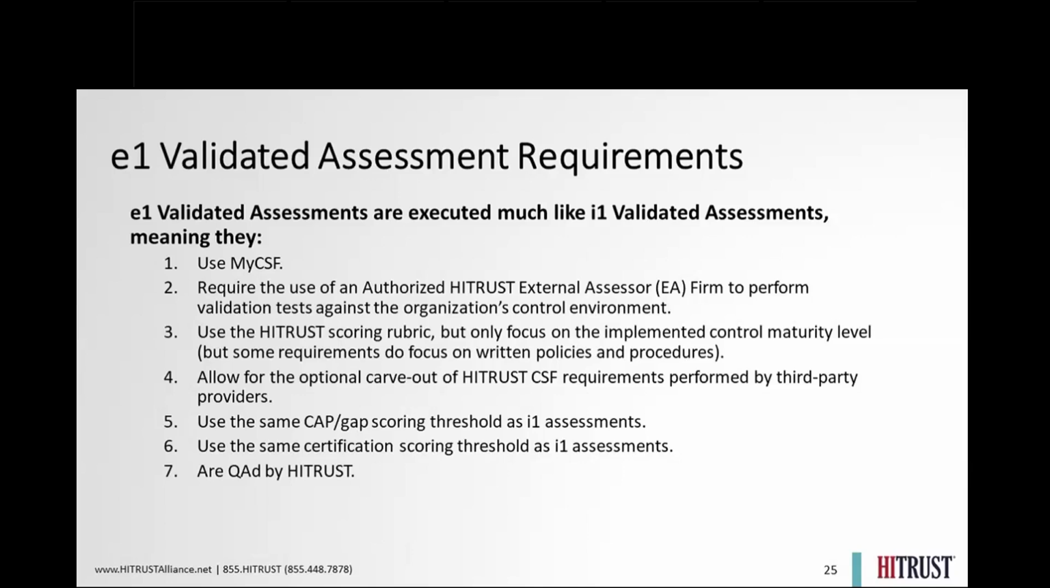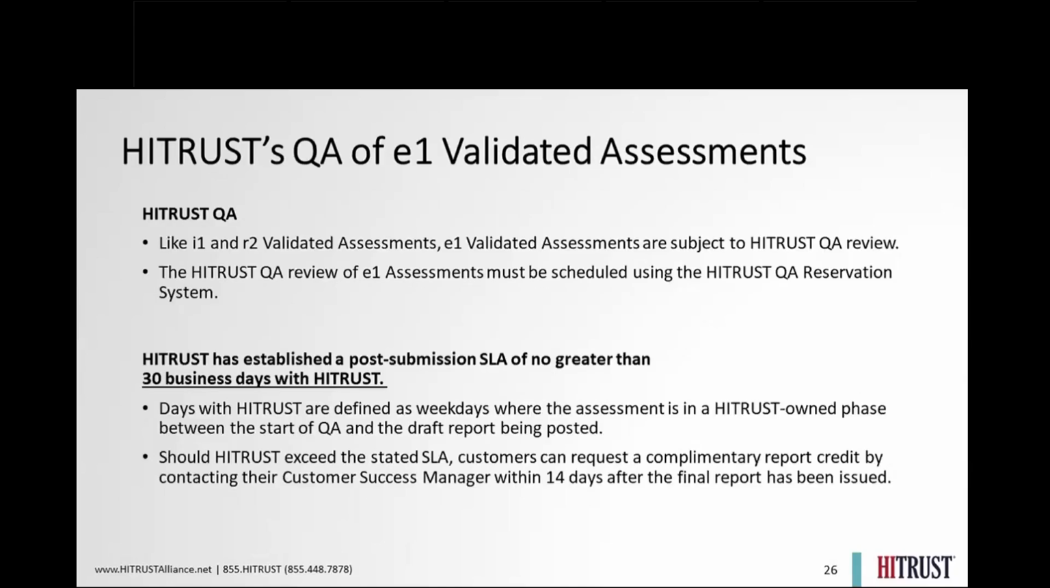What that means is after the external assessor finishes their work, the body of assessment documentation is submitted to HITRUST, and we perform quality review processes to ensure the documentation meets our expectations, and the level of testing and validation was in alignment with our assurance program requirements. And after QA is completed, HITRUST issues the final deliverables. On the next slide, we'll talk a bit more about QA. Again, just like I1, so if you've gone through I1 validated assessment QA, don't expect anything different.